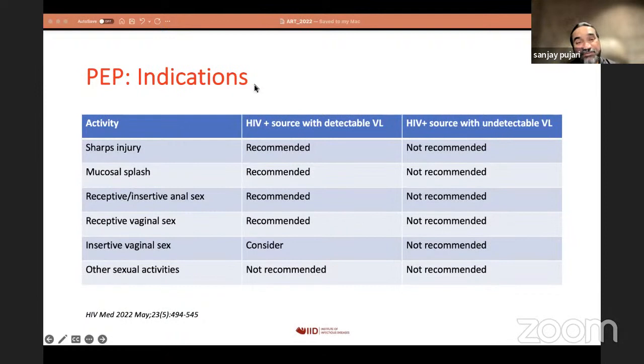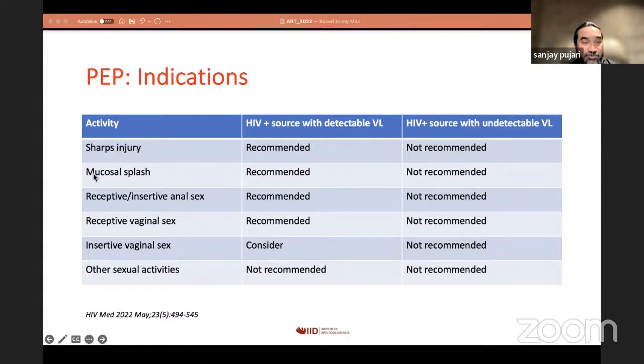Finally, post-exposure prophylaxis. Interestingly, these are the activities for which post-exposure prophylaxis may be recommended. As you see here, if the source patient is undetectable, that means the patient is on antiretroviral treatment and the recent viral load is undetectable, then post-exposure prophylaxis is not recommended for any activity. So this is very, very important to remember, to know the source patient's viral load status as soon as exposure happens.